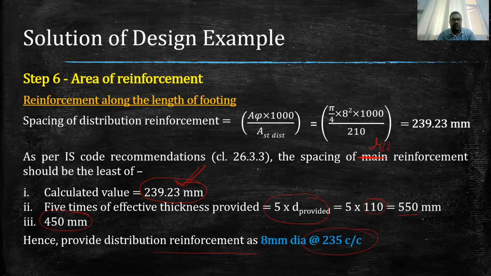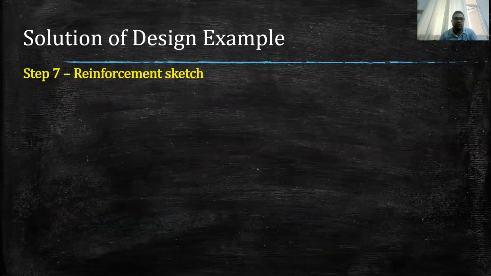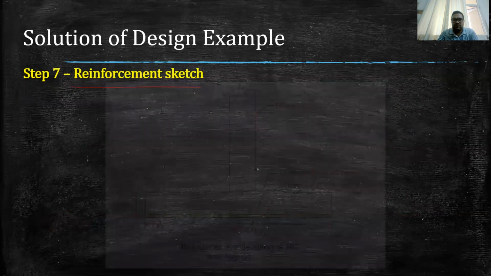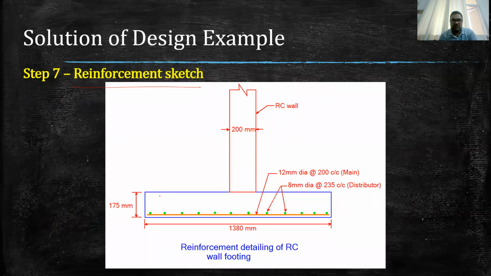Now we have calculated the area of reinforcement. Our next step is to draw the reinforcement sketch. The reinforcement sketch for the wall footing is this one. This orange bar is basically the main reinforcement, which I have written here, and this green bar is showing the distribution reinforcement.